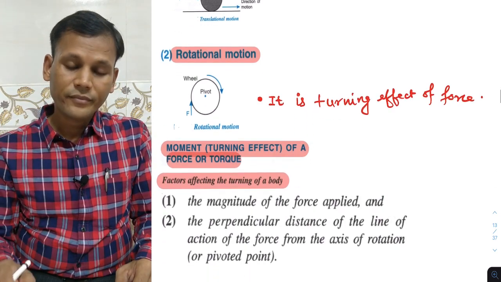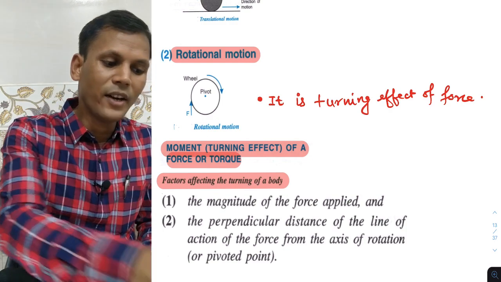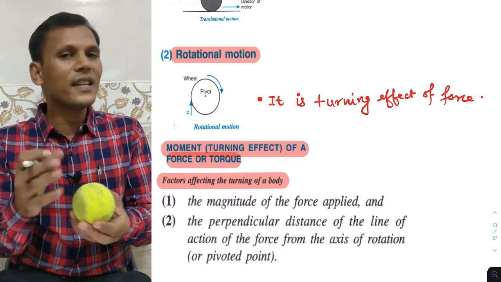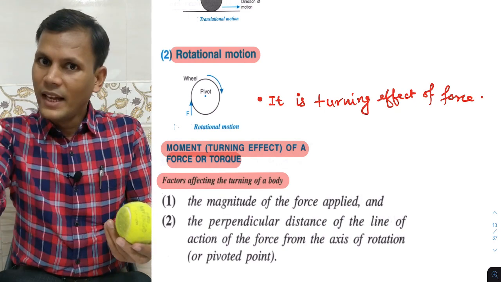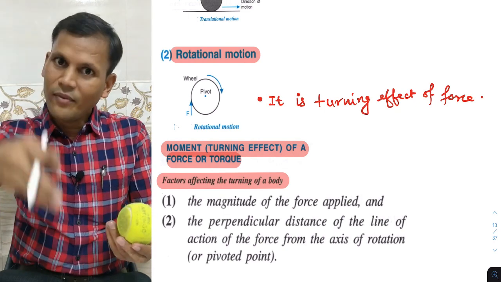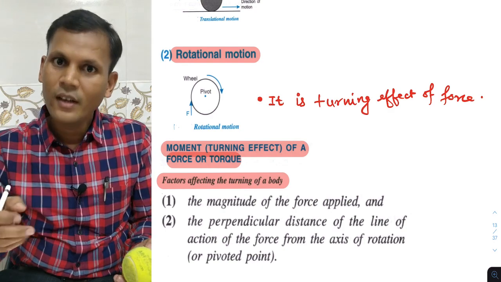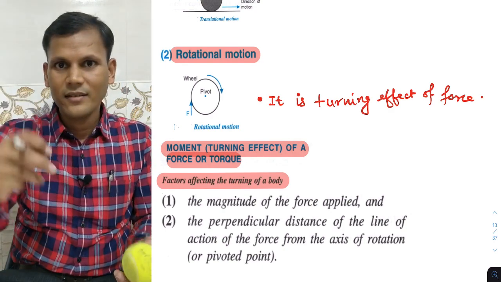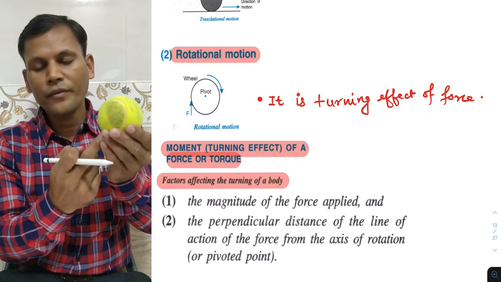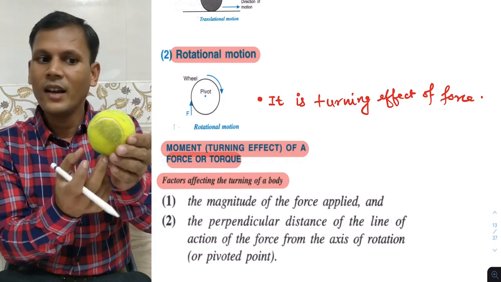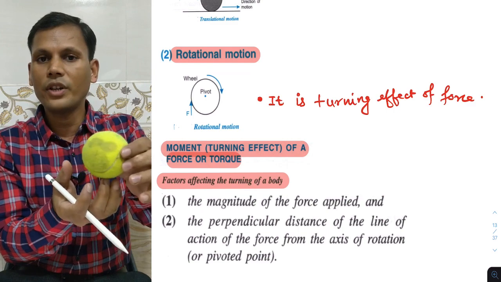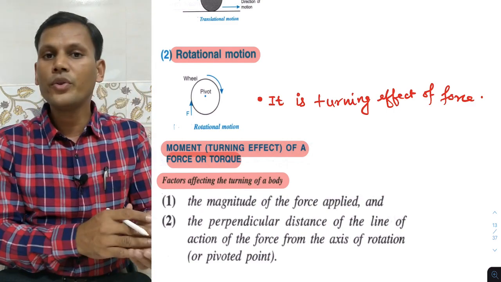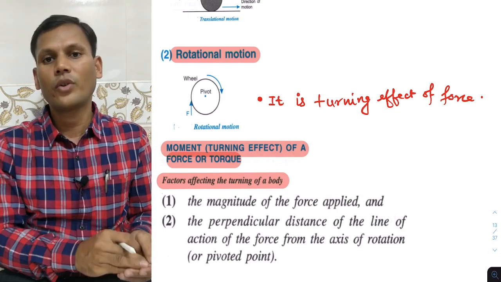Now second, when the force is applied on a body whose axis is fixed, a simple example is a door. As we apply force on the door, the axis of rotation is fixed through the hinges, so it can rotate about that axis. Like this, if we fix one axis and apply force, it will start to rotate. So force can produce linear motion as well as rotational motion.